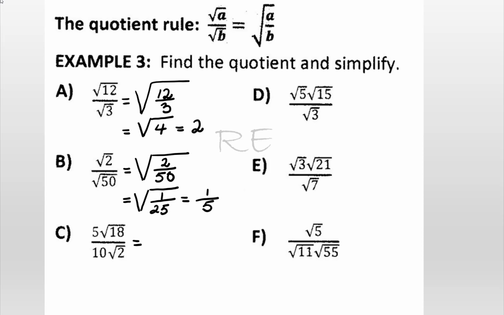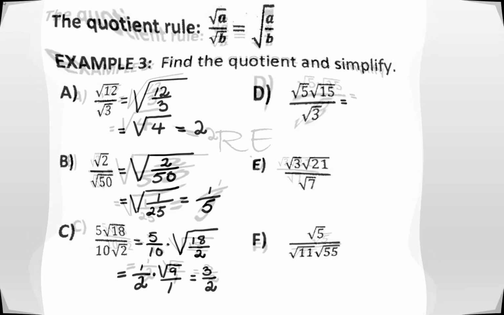Let's detach 5 over 10. And then square root of 18 divided by square root of 2 will be put together. Square root of 18 divided by 2. 5 over 10 we reduce by 5 is 1/2. And 18 over 2, we divide 18 by 2 is 9. Which is really 9 over 1. We get square root of 9, which is 3 times 1, 3, and 2 times 1, 2. 3/2.